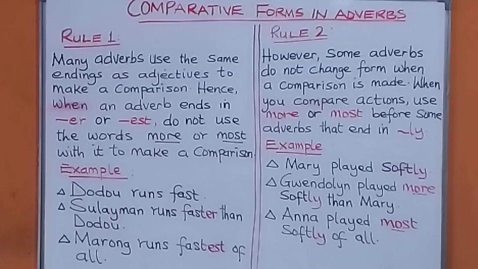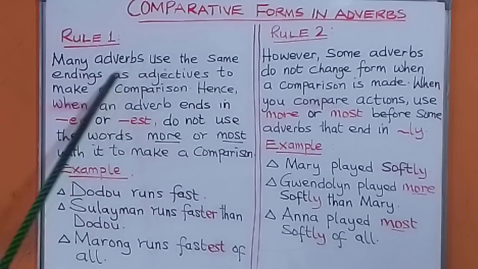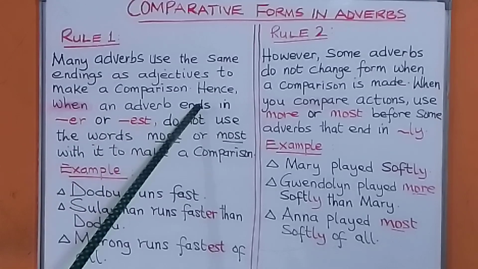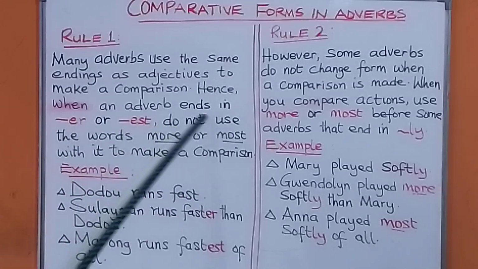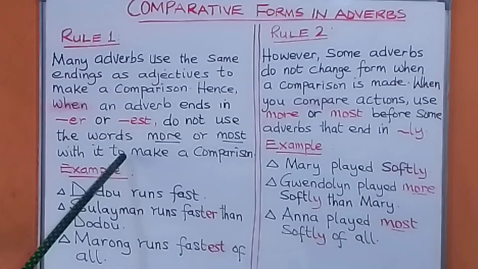And so, you see how we use comparative forms in adverbs. So, we say, rule 1: many adverbs use the same ending as adjectives to make a comparison. Hence, when an adverb ends in er or est, do not add the word more or most with it to make a comparison. For example, Dudu runs fast. Suleiman runs faster than Dudu. Maron runs fastest of all.